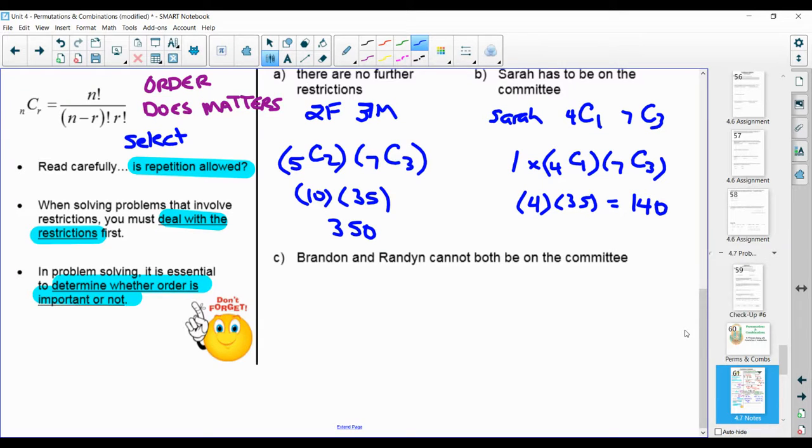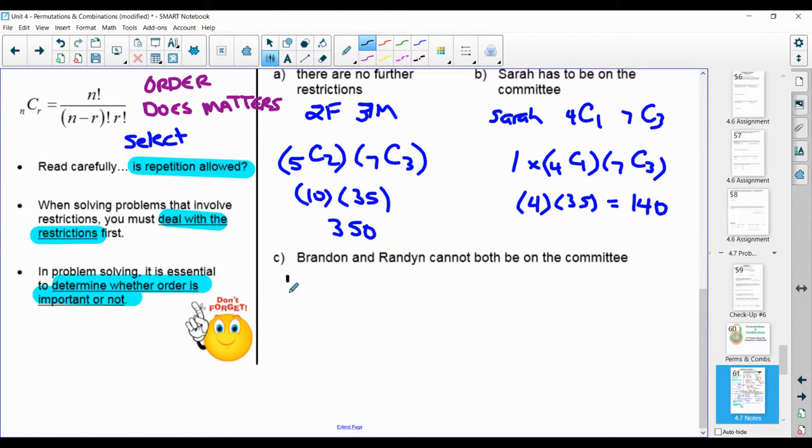All right, now this next example is a little bit different. So it says Brandon and Randon cannot both be on the committee. Well, there's two ways that we can approach this problem. One is to consider all the ways Brandon can be on the committee, then consider the way Randon can be on the committee, and then figure the way that neither of them can be on the committee.